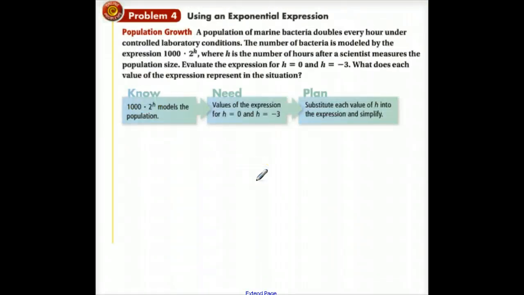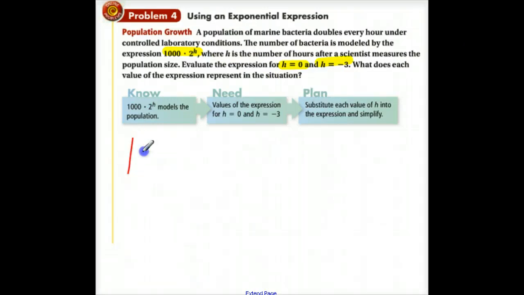All right, and in problem 4, our final example, it's just a real-world application problem. A population of marine bacteria doubles every hour under controlled laboratory conditions. The number of bacteria is modeled by the expression 1,000 times 2 to the h, where h is the number of hours after a scientist measures the population size. So we're going to evaluate this expression for h equals 0 and h equals negative 3.